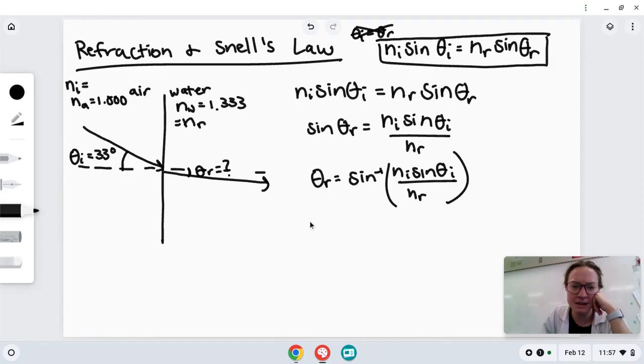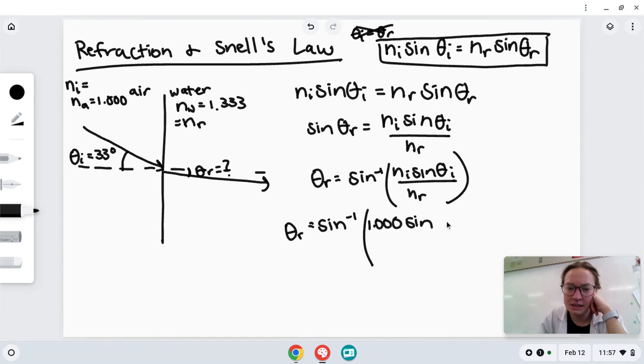I say, perfect, I'm glad you know these things, because you've got to plug in numbers right now, and if you plug them in wrong, then you'll get something on your calculator that says error, out of domain, or you're not in the right place, or you really just messed this whole thing up. So make sure that you get those oriented right. We'll say sine to the -1 of, check my index of refraction for my incident material. That's going to be 1.000 times the sine of this angle here, which is going to be 33 degrees, all over nr here, which is going to equal 1.333.